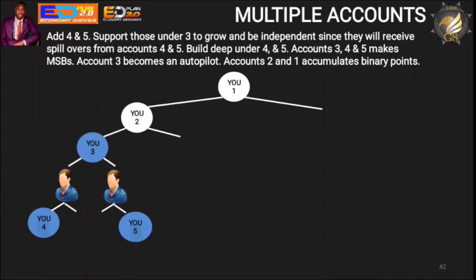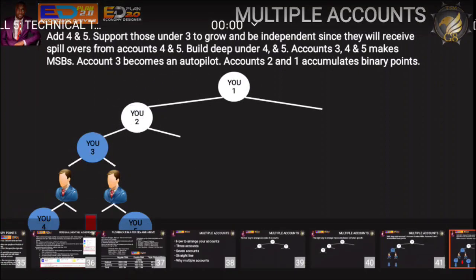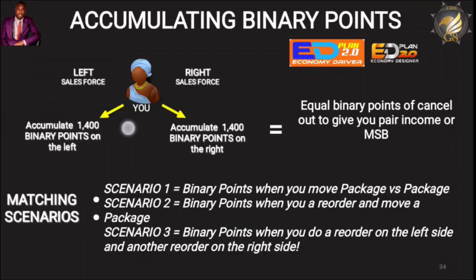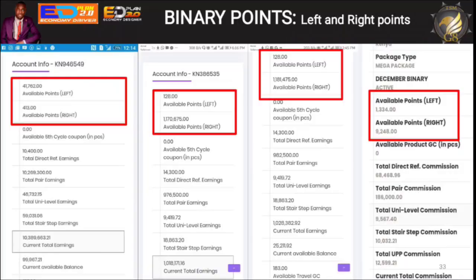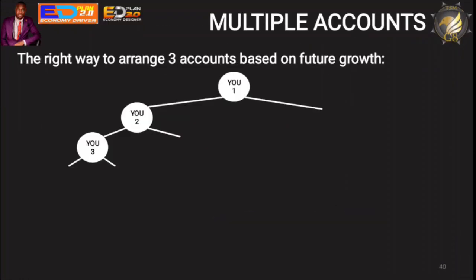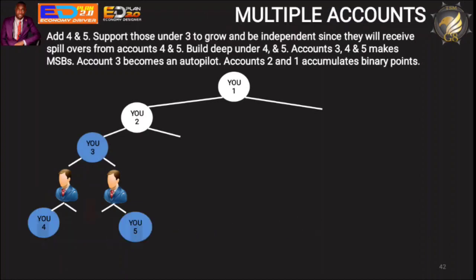And account 2 and 1 will accumulate binary points. So that means whatever is happening down here affects account 2 and 1, which means account 2 and 1 will accumulate binary points. And in this case, that is where you get an account like this one here, it has all this. These are accumulated binary points. So that is what usually happens in the system, okay? So let's move ahead.